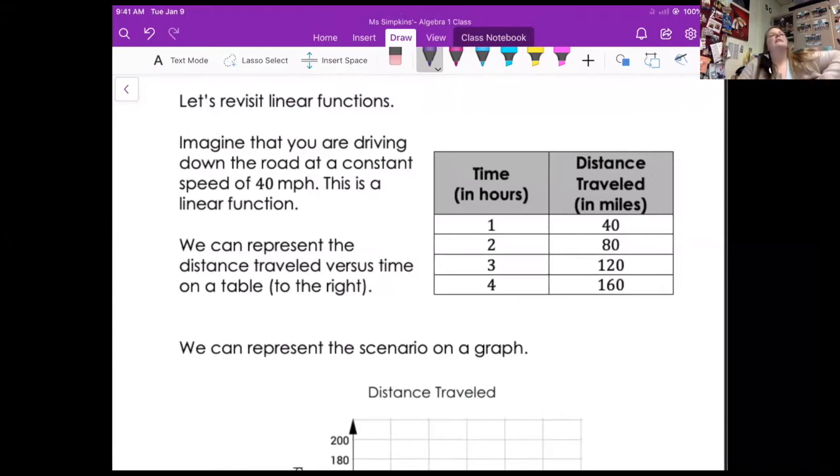So before we look at some quadratics, let's look at a linear. So imagine that you're driving down the road at a constant speed of 40 miles per hour. Hopefully you're not on the highway because people are going to be beeping at you.